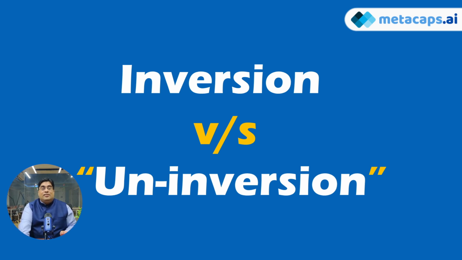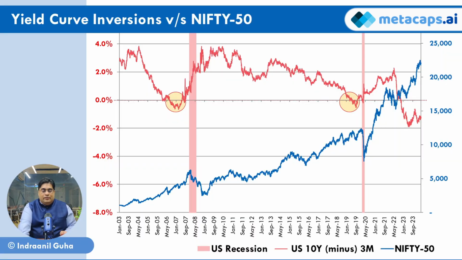Now, what is this uninversion? Sounds like a very funky term, but let's understand what exactly is uninversion. Inversion, as I explained to you, happens when this red line goes below zero, when the difference between US 10-year bond yields and US 3-year bond yields becomes negative. US 10-year bond yields go below the level of US 3-year bond yields. That's when the yield curve inverts.